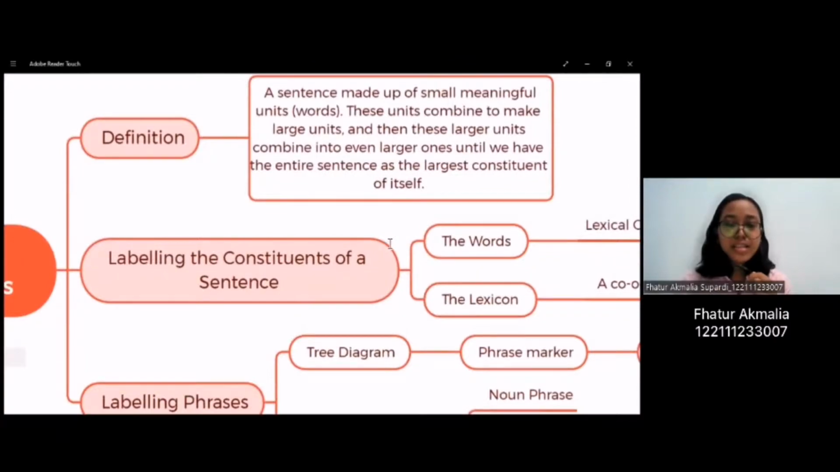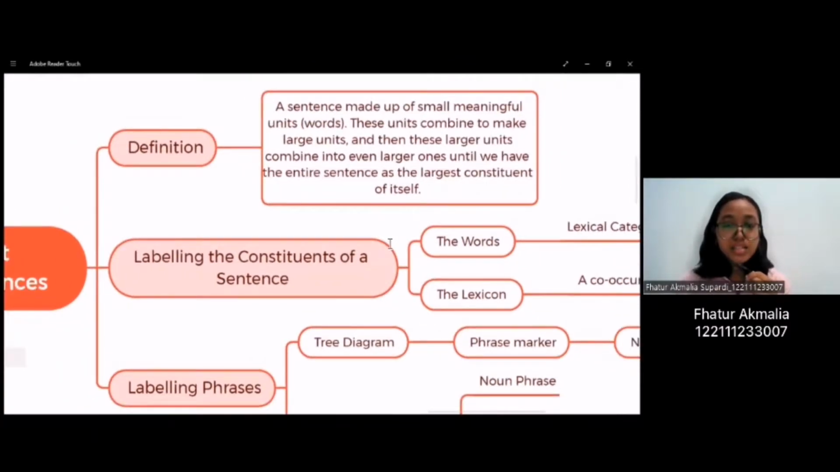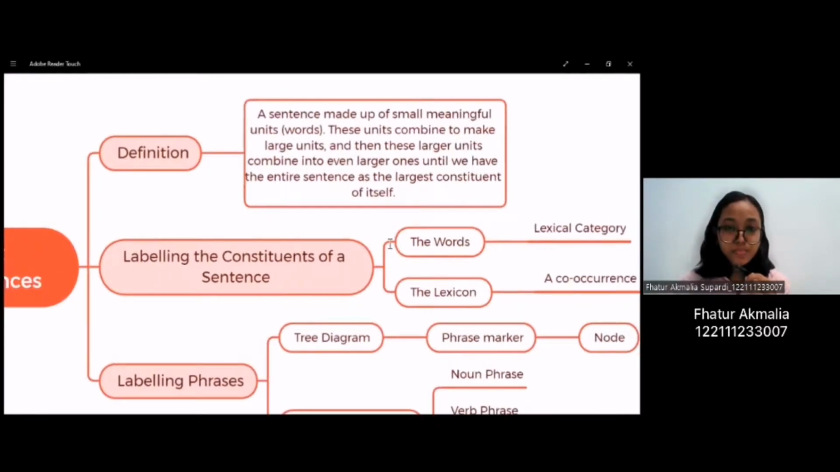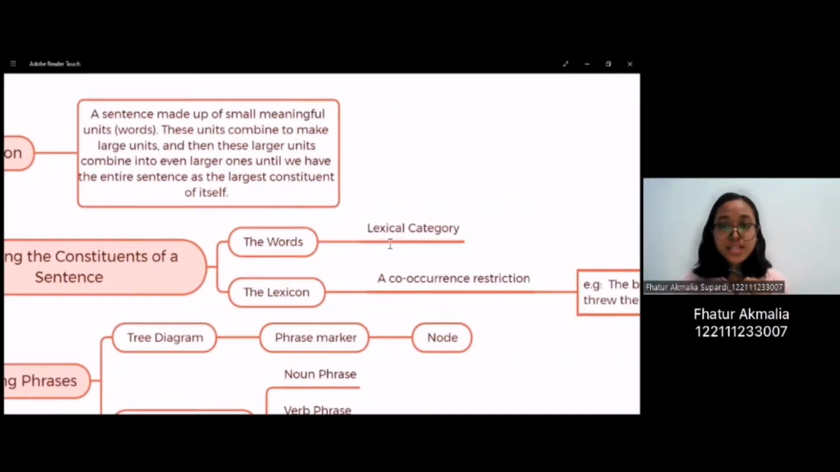The next is about labeling the constituents of a sentence. So the first one is the words. The smallest constituents of a sentence are the morphemes that make it up. Morphemes make up words. Each word can be labeled as to its part of speech, or we can say its lexical category. And the second one is the lexicon.